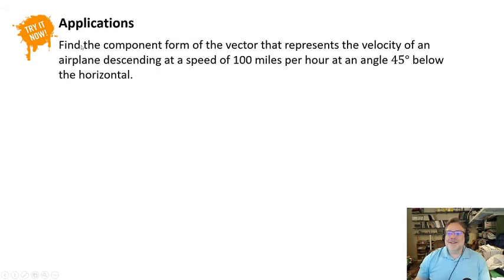All right, so a very similar problem here. Find the component form of the vector that represents the velocity of an airplane descending at a speed of 100 miles per hour, but at an angle 45 degrees below the horizontal. So take some time for that one.